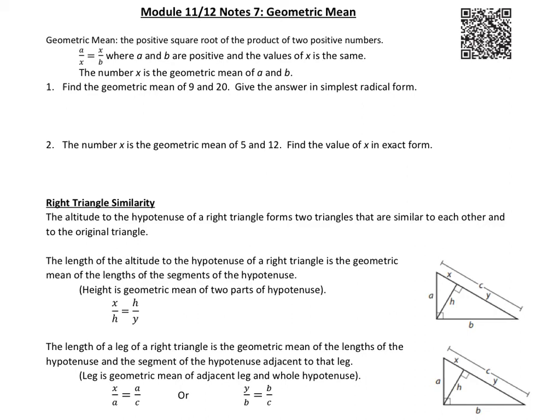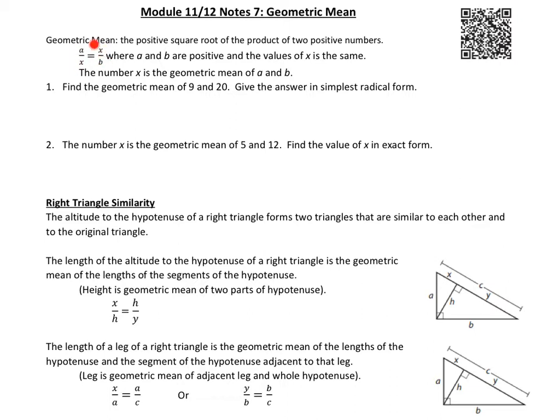In this set of notes, we're going to talk about the geometric mean, and what the geometric mean is using similar triangles in a right triangle, that if you have a certain ratio set up within those sides, we can solve for missing pieces. So geometric mean is the positive square root of the product of two positive numbers.